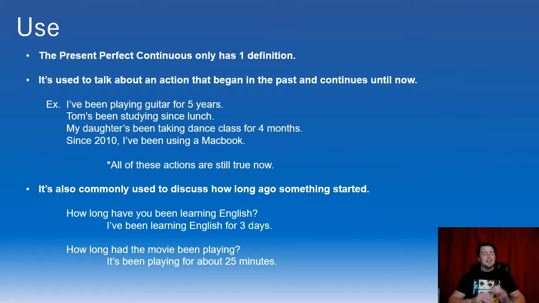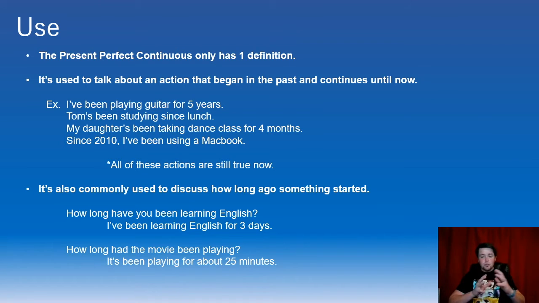Now, why do we use it? Luckily, it's a big verb tense, but it only has one definition. This definition is used to talk about an action that began in the past and continues until now. So these things are still true. For example, I have been playing guitar for 5 years. Tom's been studying since lunch. My daughter's been taking dance class for 4 months. And since 2010, I've been using a MacBook. Now, all of these actions are still true now, and that is very important. We are connecting the past to the present.